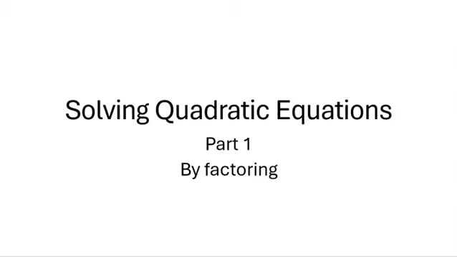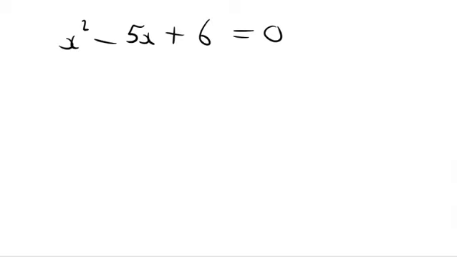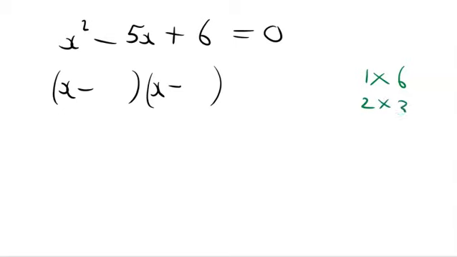Okay, here I want to solve the equations by factoring. So for example, this one here, what I do is two brackets like this. To make x squared, I know it's x and x. To get a plus sign here, it has to be two minus signs because here is a minus sign. And then to make 6 could be 1 times 6 or 2 times 3.